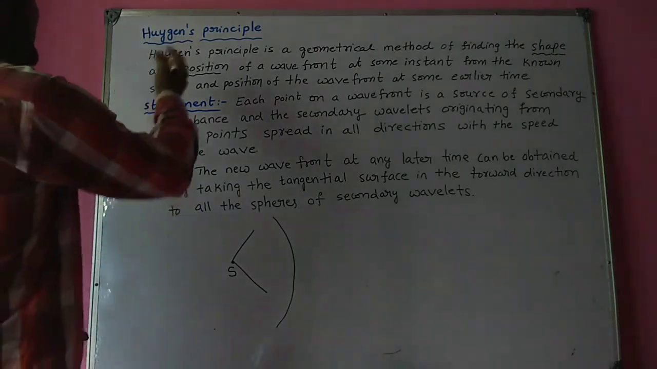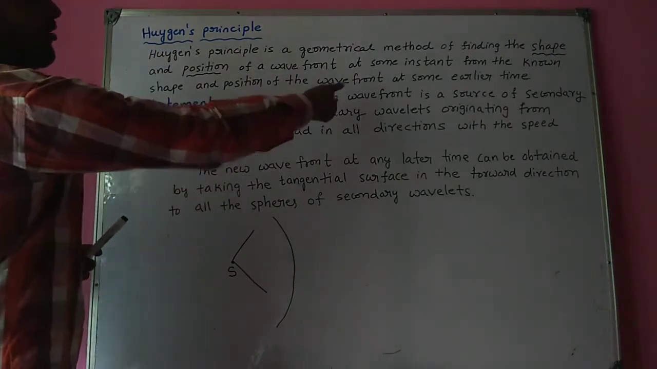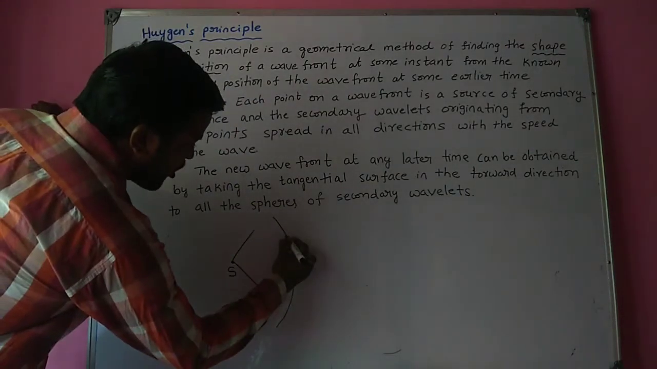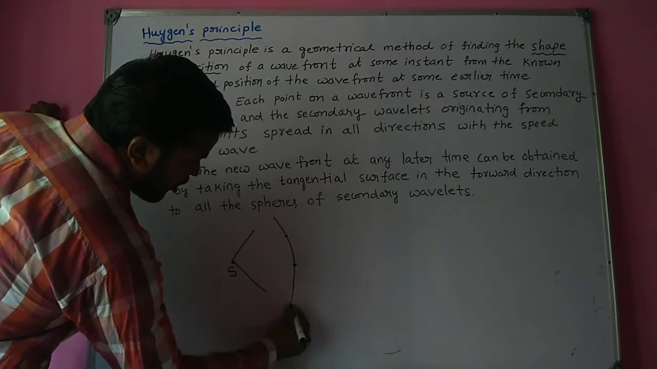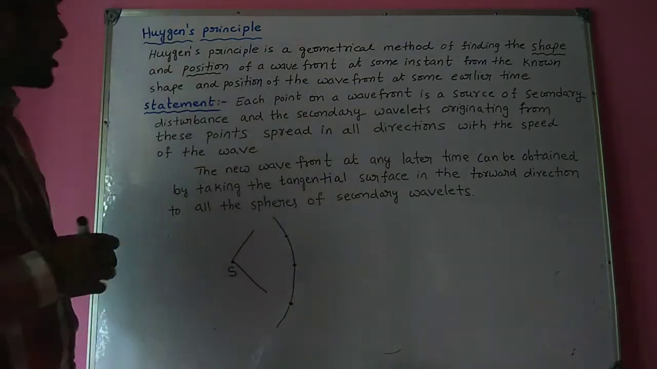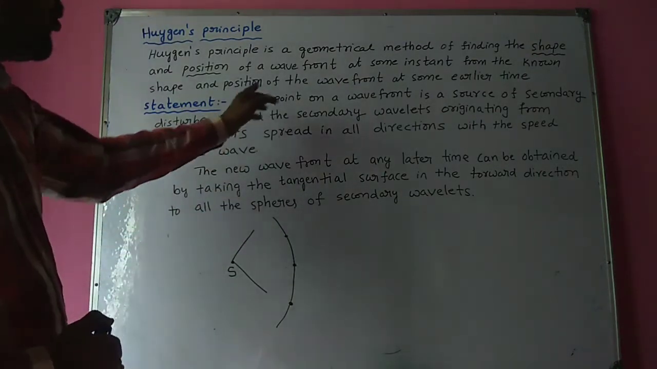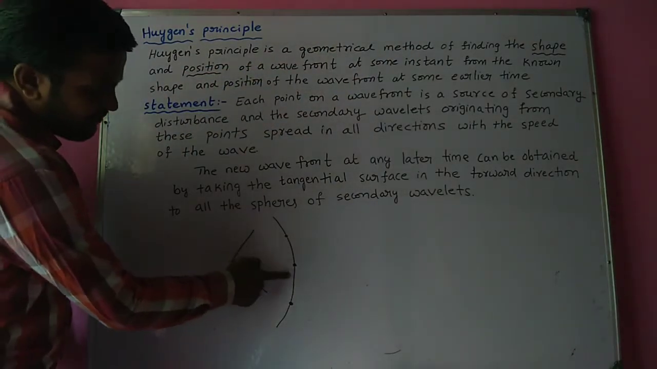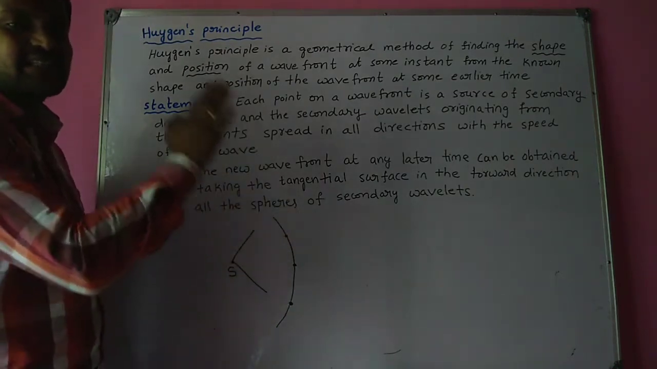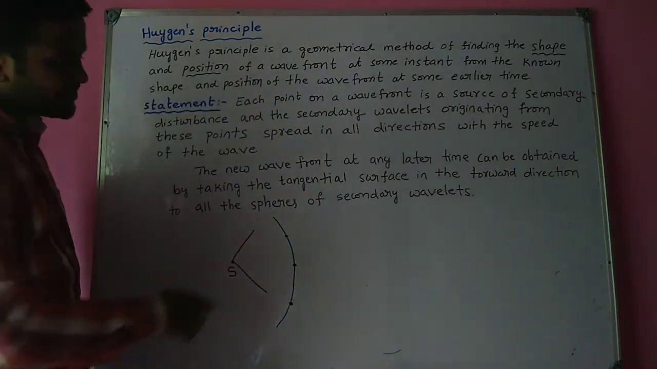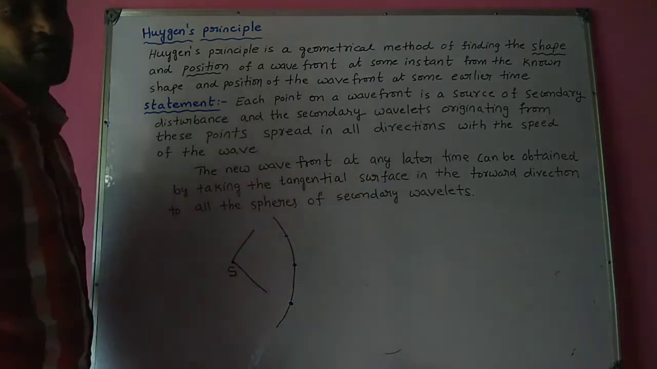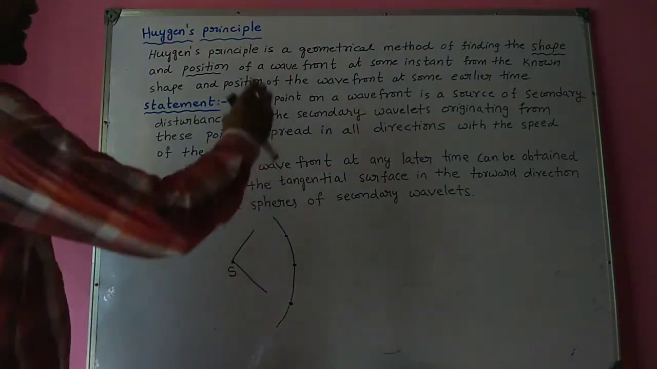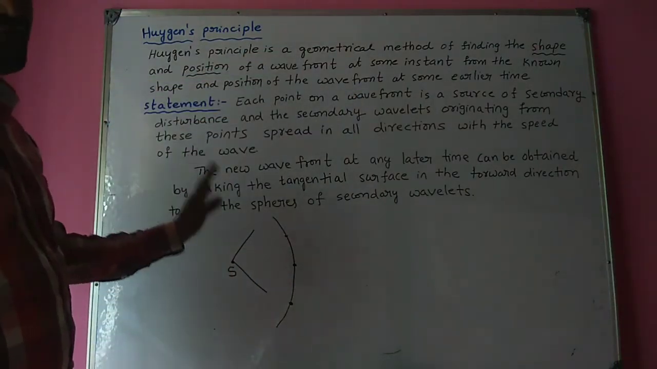According to Huygens principle, each point on the wavefront is a source of secondary disturbance. Now let us consider some points on the wavefront. Each and every point on this wavefront acts as the source of secondary disturbance. That means from these points, secondary wavelets are produced, and these wavelets spread out in all directions with the speed of the wave.